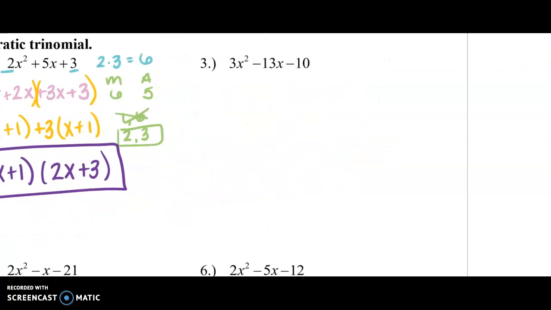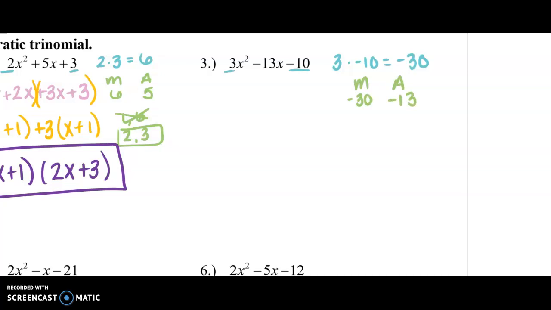Number 3, multiply a and c first. Don't forget that negative there. That is important. So 3 times negative 10 gives me negative 30. So I want to know what multiplies to negative 30, adds to negative 13.